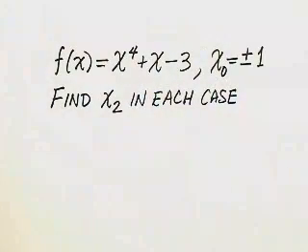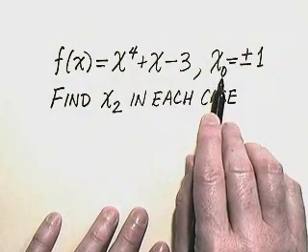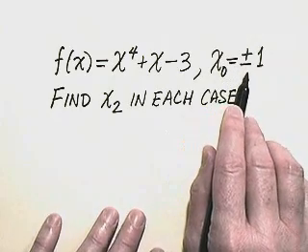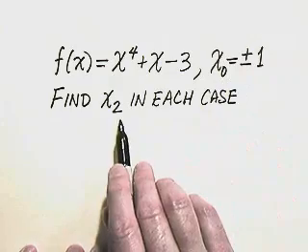Well, now let's apply Newton's method. Let's take a fourth degree polynomial and find a couple of roots approximated in 2 steps by Newton's method. Here I have f of x equals x to the fourth plus x minus 3 as a polynomial function. And I'm going to use the starting points x naught equal plus 1 and x naught equal negative 1. And in each case, I want to find x2.